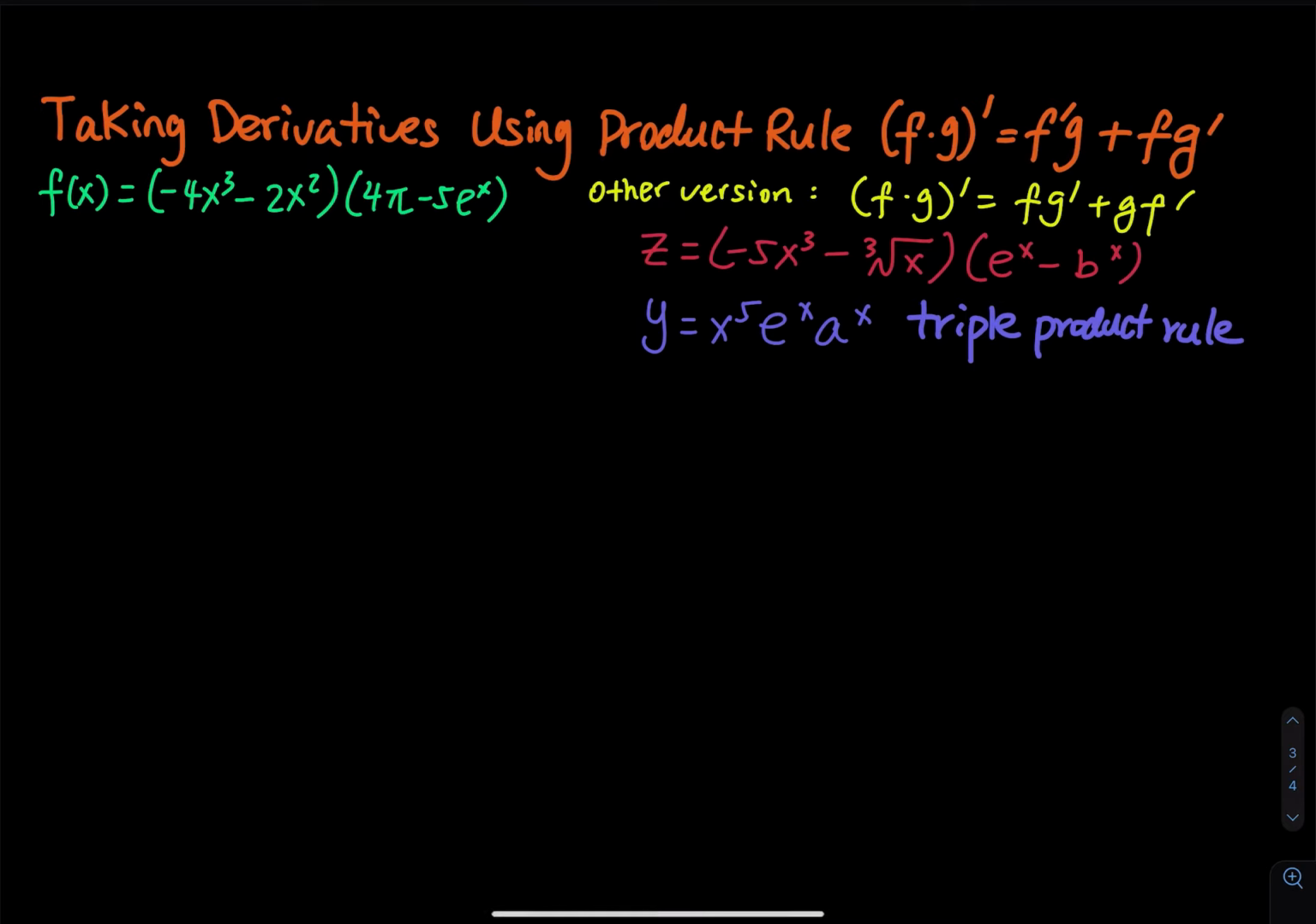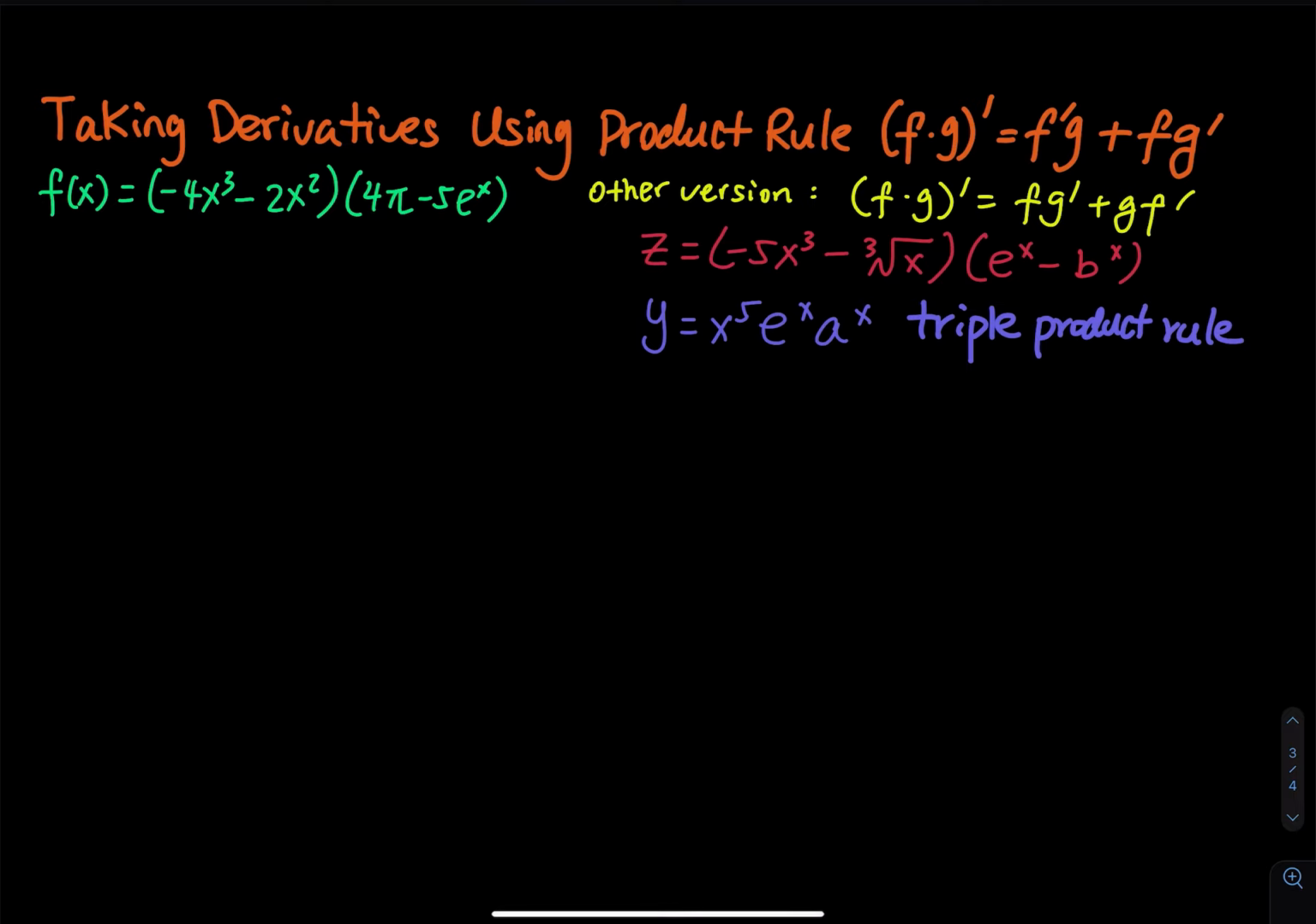There is another version. The other version is f times g derivative, that is equal to f g prime plus g f prime. They just switch the order of f and g a little bit, so that doesn't affect the final answer. So it doesn't matter which one you use, you will get the same answer. So we have three problems, a green one, a red one, and then this purple one requires a triple product rule. So I will talk about that as well.